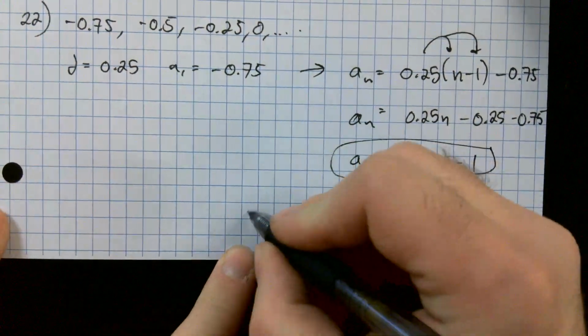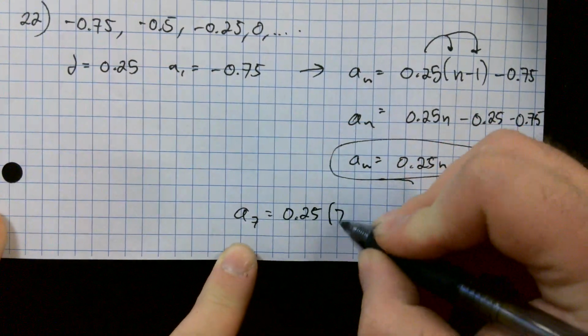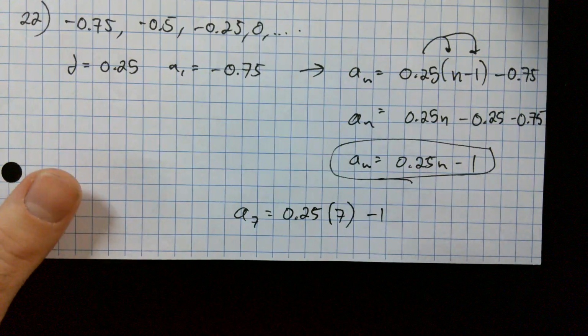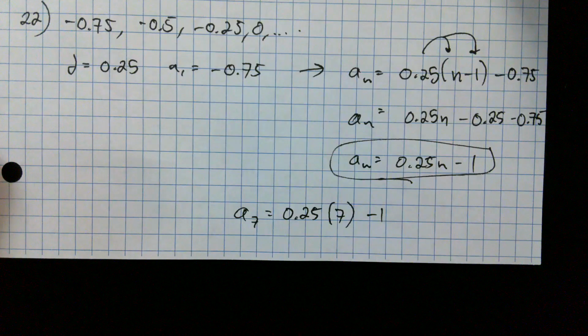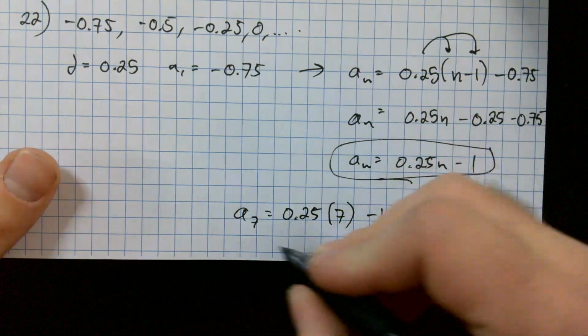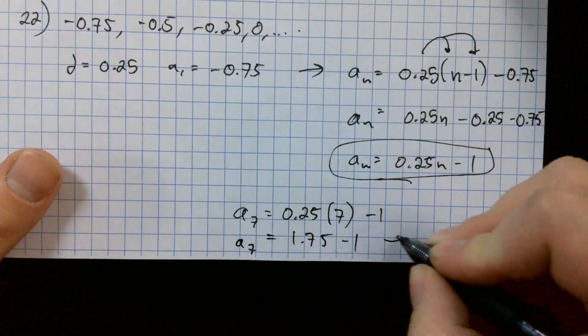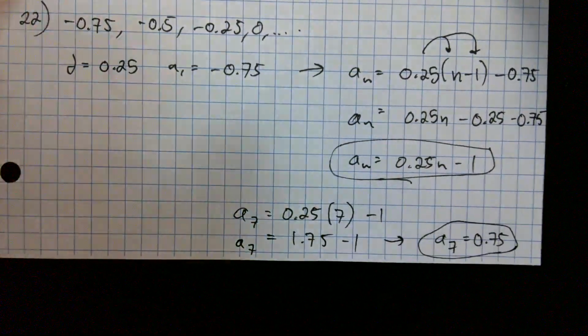Boom. Now I'm going to find the seventh term. a sub 7 is 0.25 times 7 minus 1. 0.25 times 8 would be 2, so it would be 1.75. That's right. 1.75 minus 1 gives me 0.75.